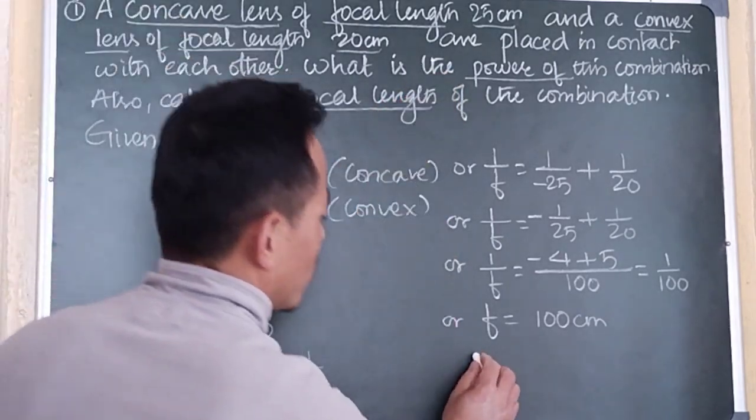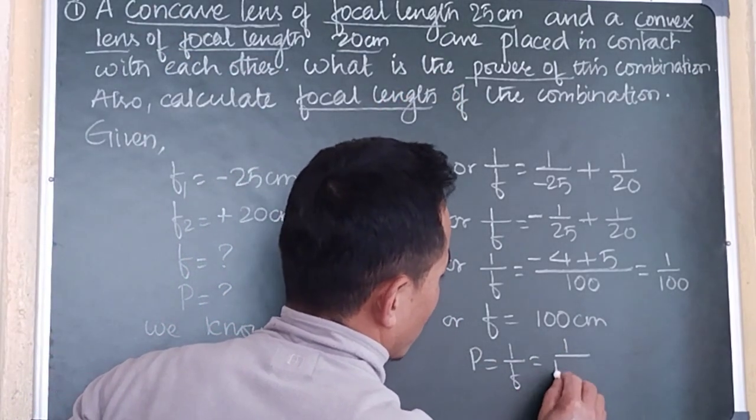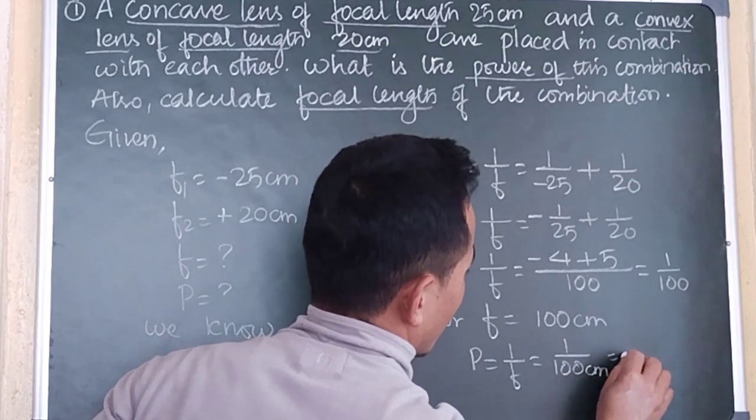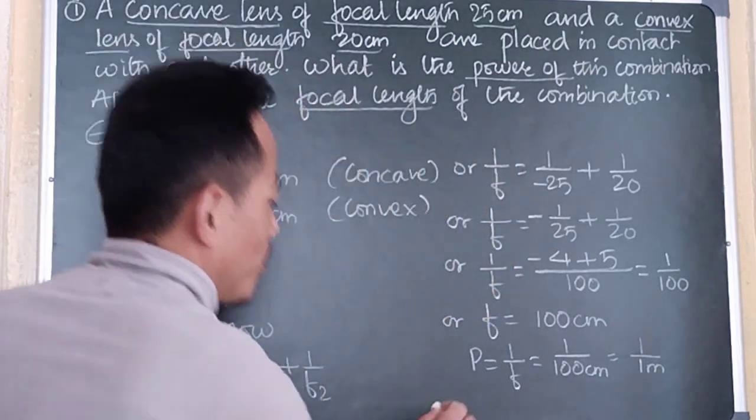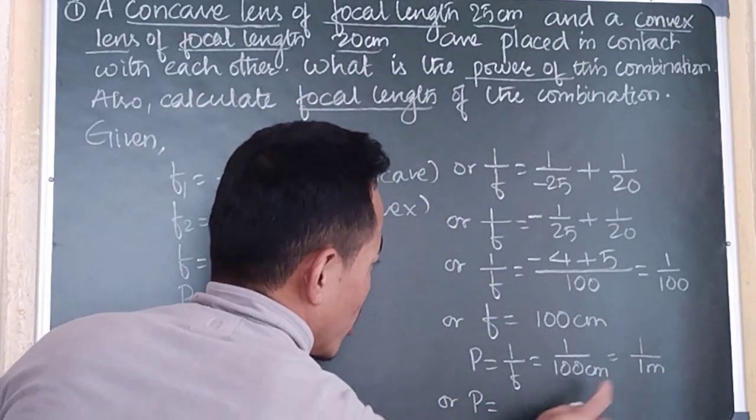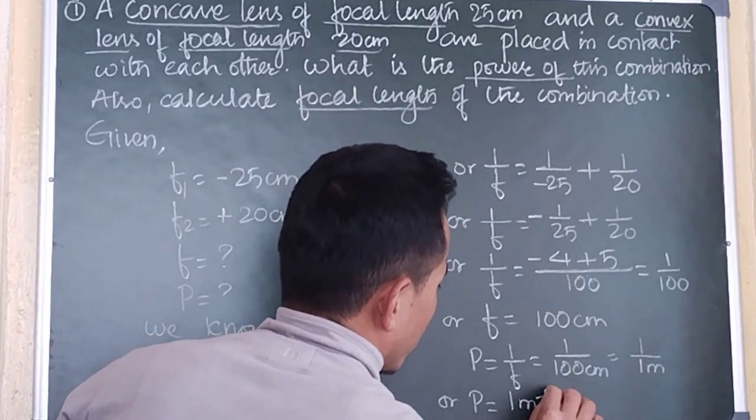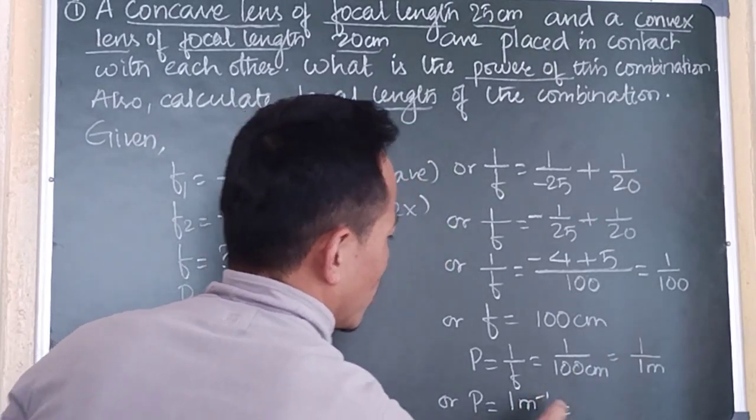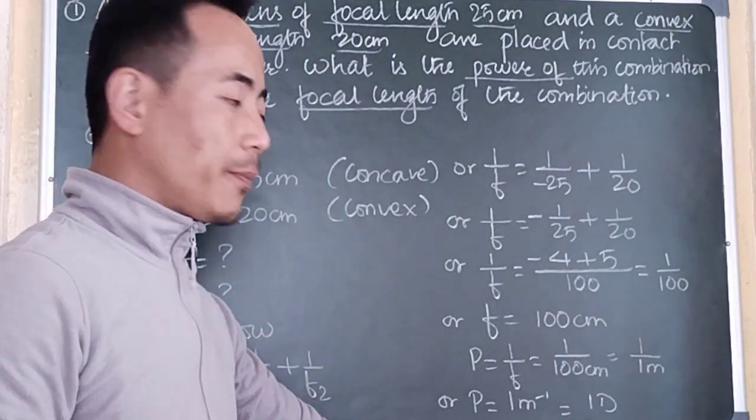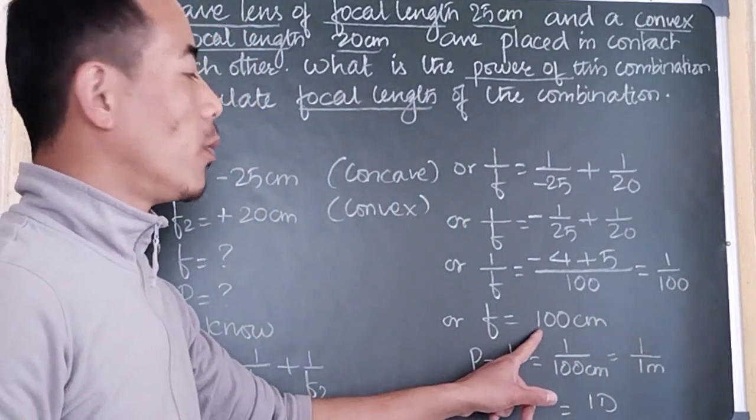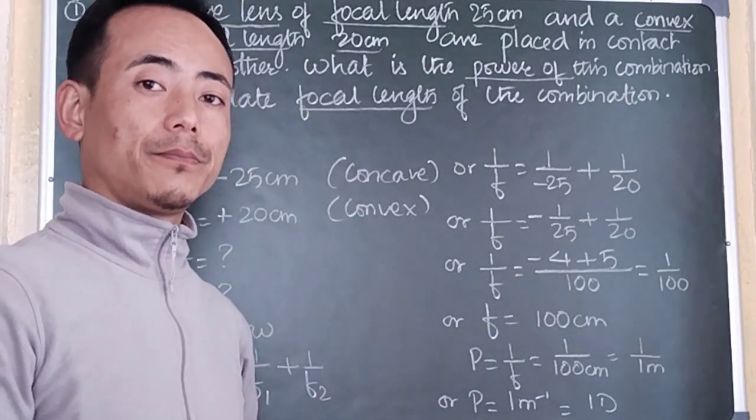Calculate the equivalent power. So power, we know the formula is 1 divided by F. So F we have got 100 centimeter. So this 100 centimeter is nothing but we can write this as 1 meter. So 1 divided by 1 will give you 1. Meter, if you take it to the numerator, becomes meter inverse, and meter inverse is nothing but diopter. So the power of this combination will be 1 diopter and the focal length will be 100 centimeter. So this is how you have to solve such questions.